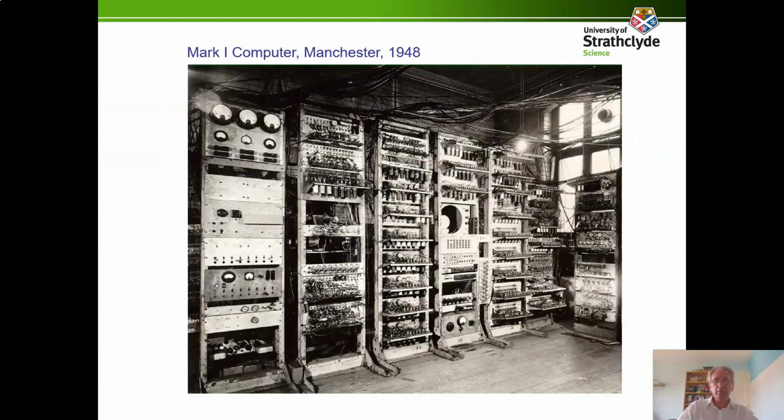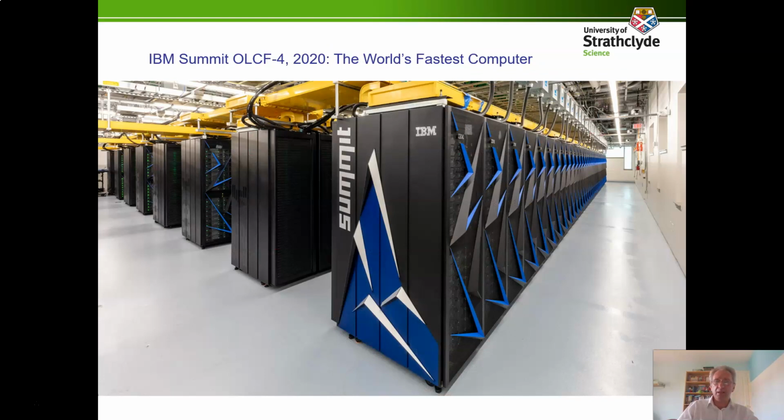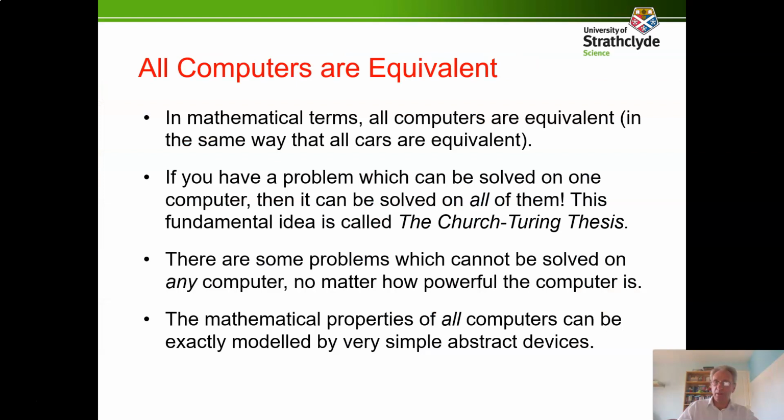So looking at these machines, you might think to yourself, well, this thing is pretty rudimentary, and this thing is amazingly powerful. I'm sure there are things that this computer can do that the Mark I absolutely can't. But there's a surprising fact about all of these machines. In mathematical terms, all computers are equivalent, in the same way that all motor cars are equivalent. All motor cars, whether they're Ferraris or beaten up old bangers like mine, get you from point A to point B. Some of them will do it so that you get there a bit faster, but they'll all do the job. And computers are exactly the same.